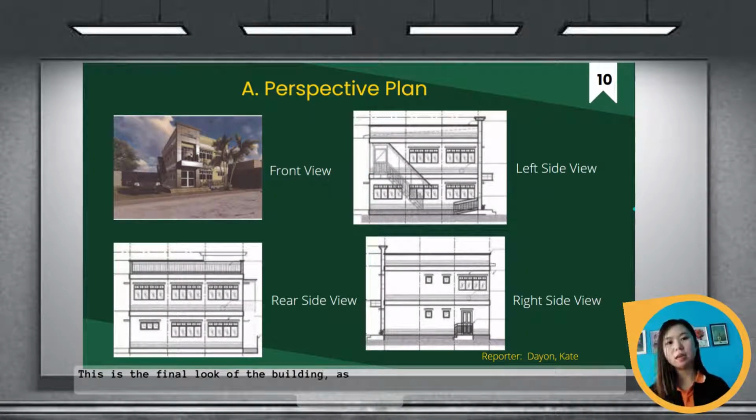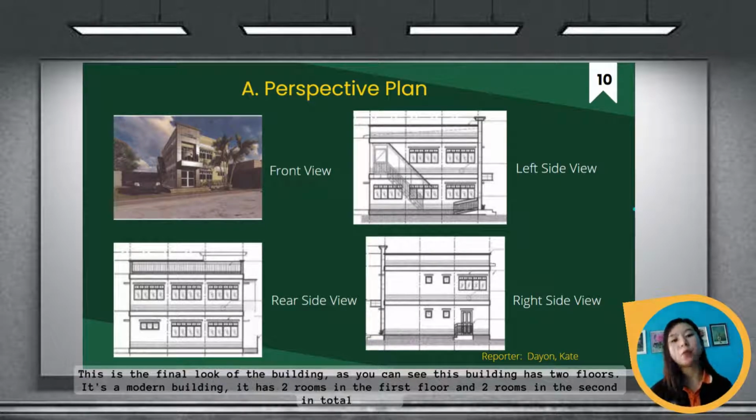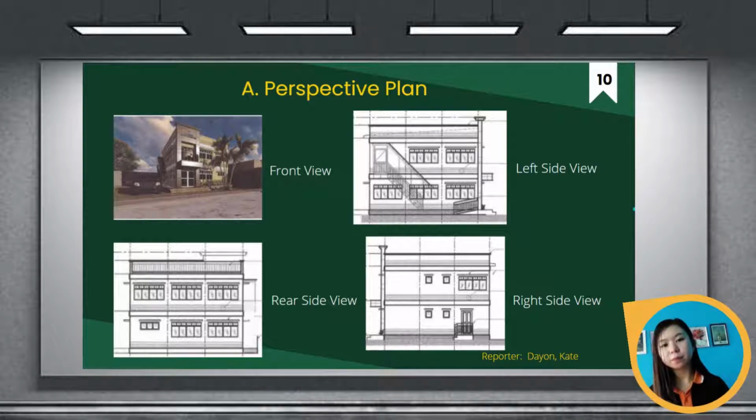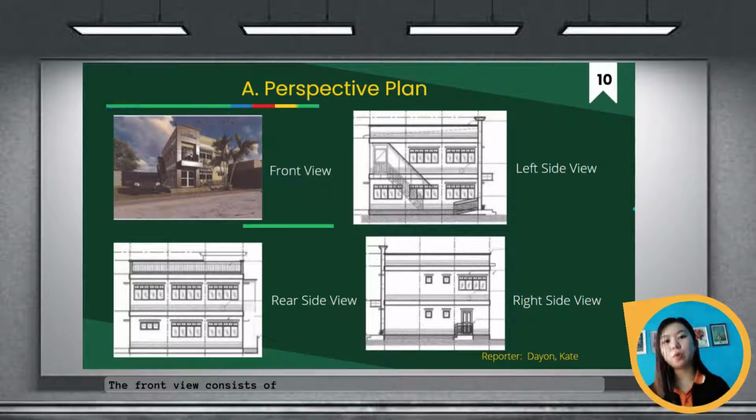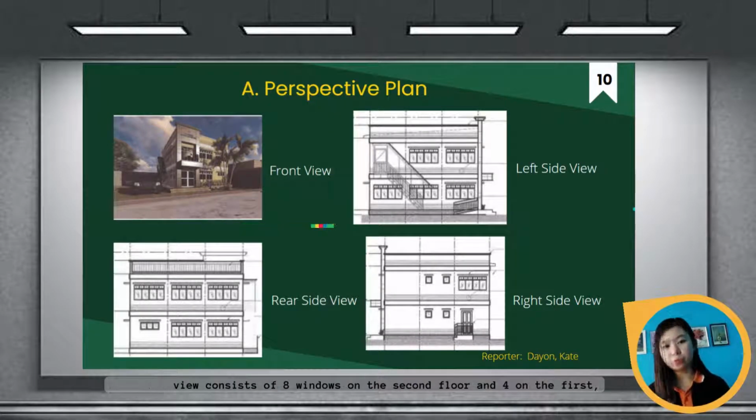As you can see, this building has 2 floors. It is a modern building and it has 2 rooms in the first floor and 2 rooms in the second floor, in total of 4. So the front view consists of 8 windows in the second floor and 4 on the first.